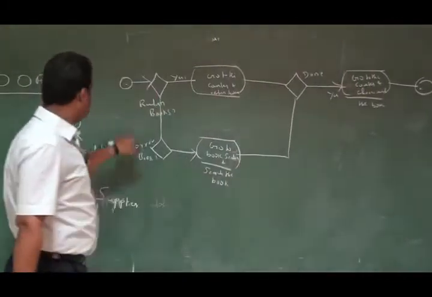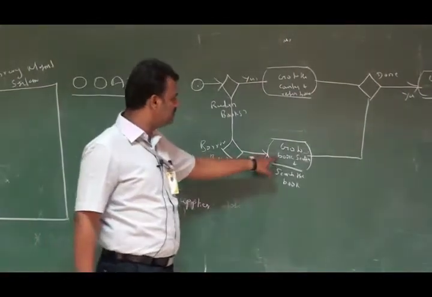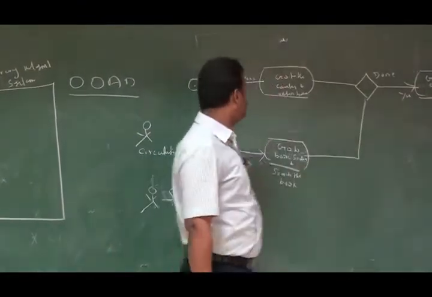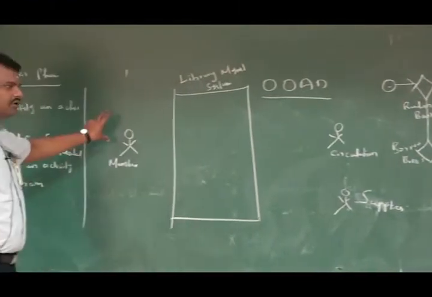Okay, the next activity. Suppose the member is going to borrow books from the library. You go to the book section and search for the book. Finally, go to the counter and check out the book. Okay, this is the activity diagram. What do you mean by activity diagram? The activity diagram is the one.